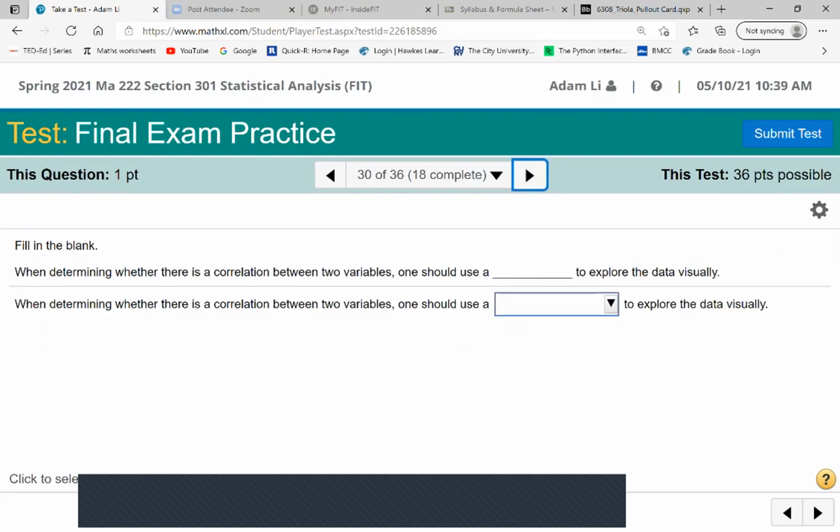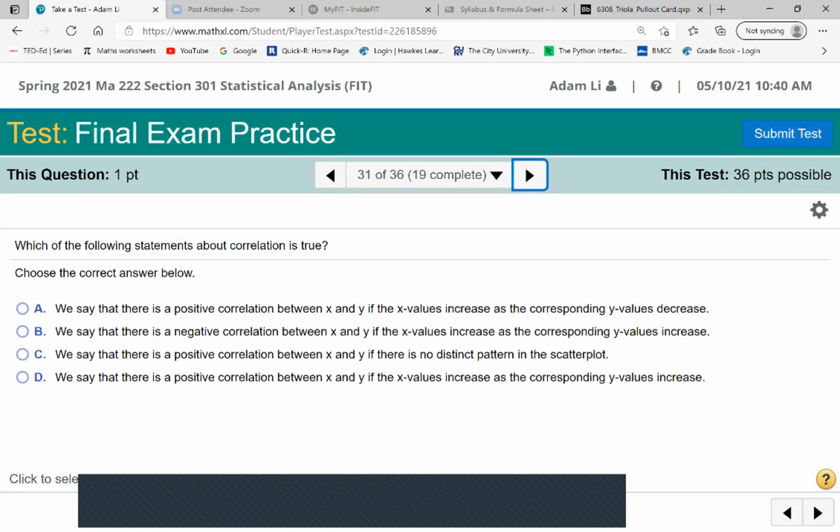Question 30: when determining whether there's a correlation between the two variables, one should use the data visually. Yes, a scatter plot, right? We always come up with the scatter plot first, and then explore the data to see whether there's a correlation between those two variables.